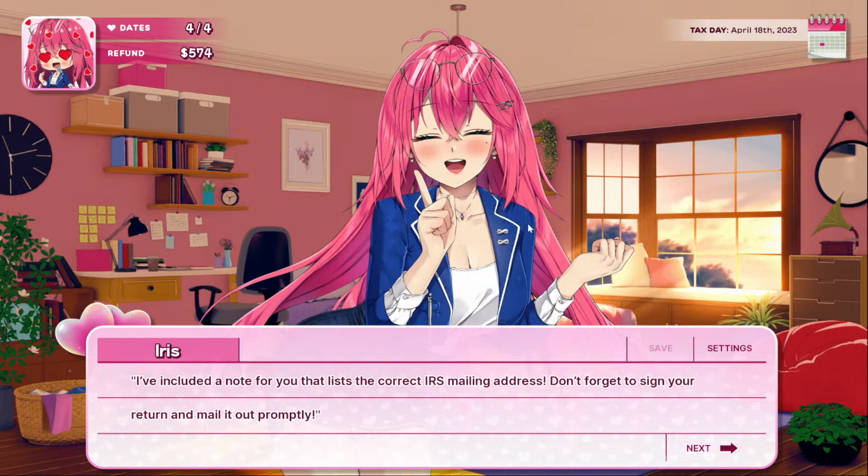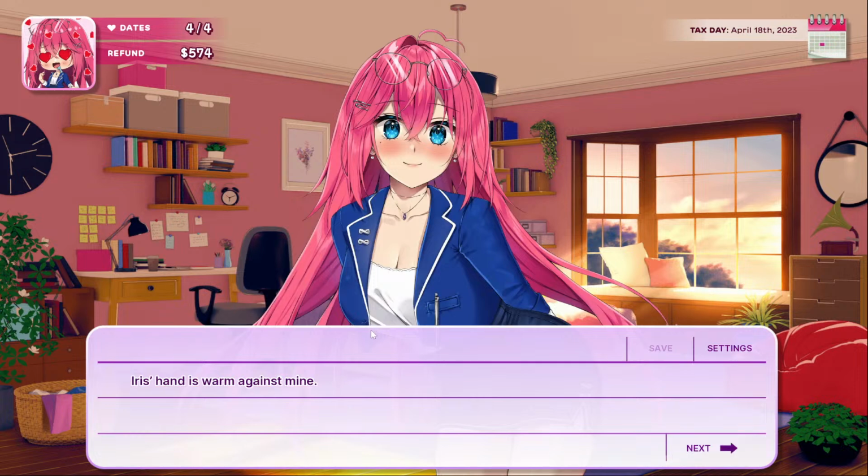So damn, the UK tax is way higher. 20%. A note for you that lists the correct IRS mailing address. Don't forget to sign. Iris's hand is warm against mine. My tax return is complete and ready to go, but she makes no move to stop holding hands.